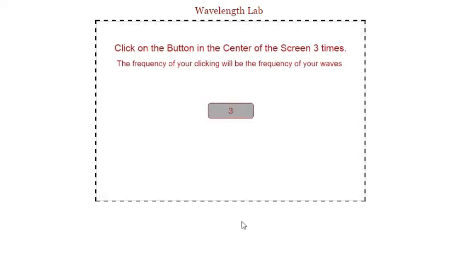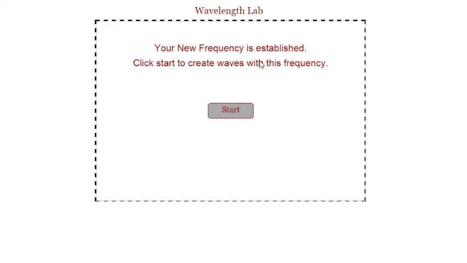So when you click on change frequency, you're actually asked to click this little button in the middle 3 times, and you've got to do it at a pretty constant basis. So you need to click it 3 times quick, 3 times slow, but make sure that the time in between clicks is essentially constant. Otherwise, the simulation is going to ask you to do it again. So I can click it 1, 2, 3 times, and it looks like my new frequency is established.